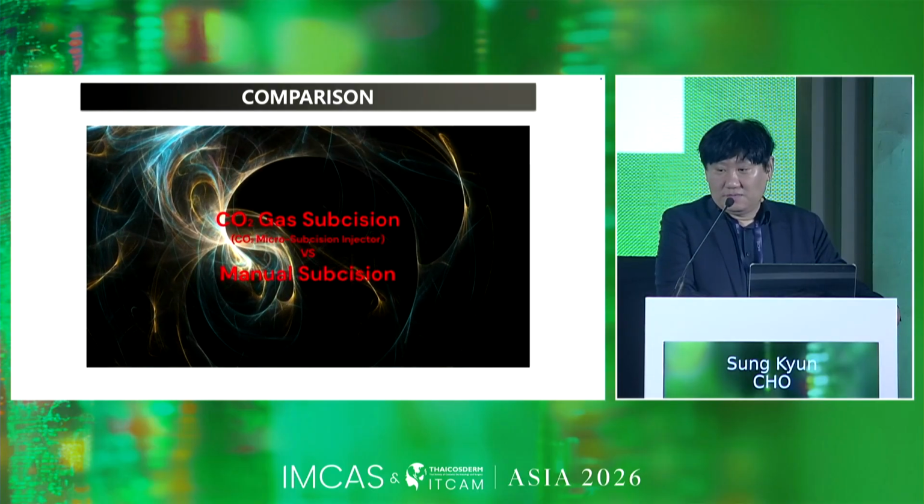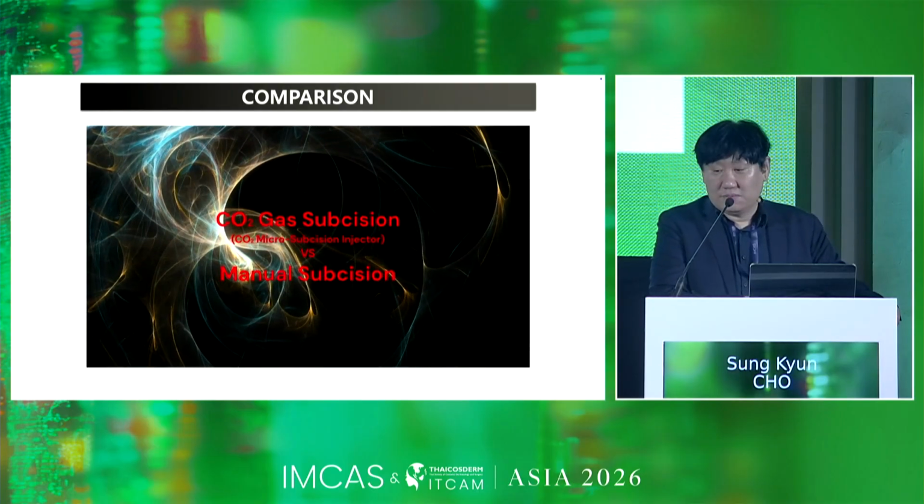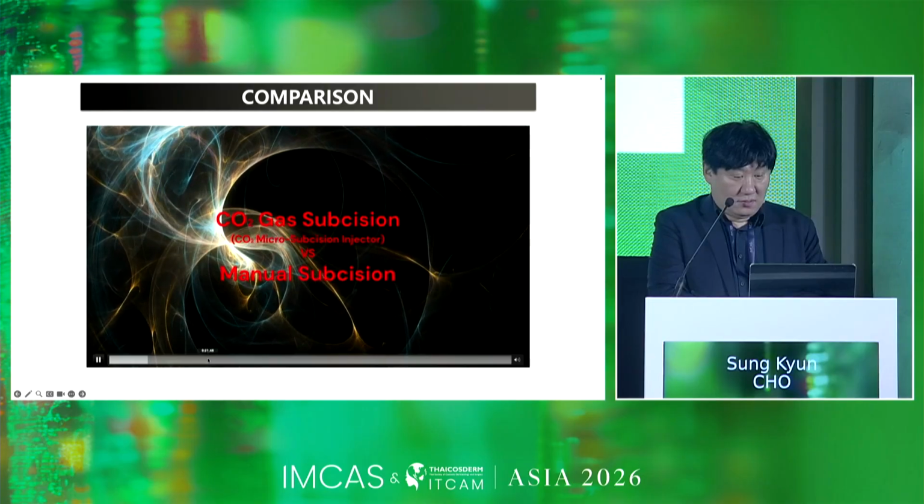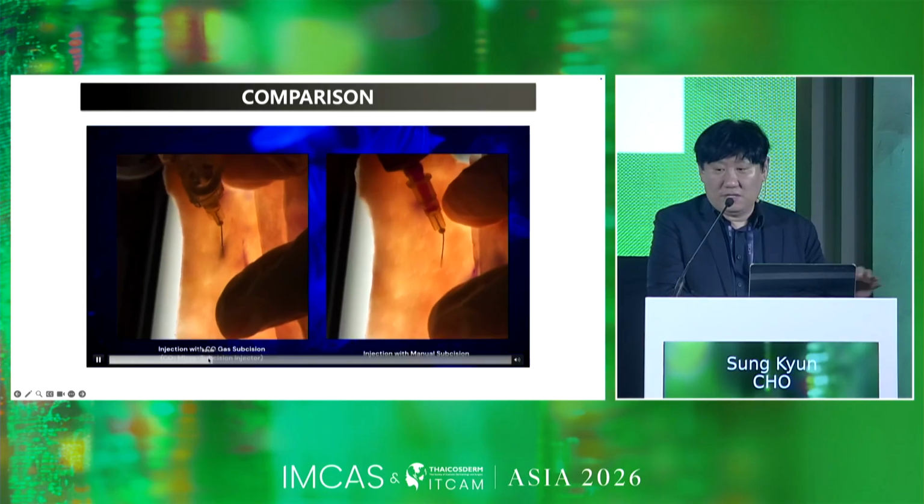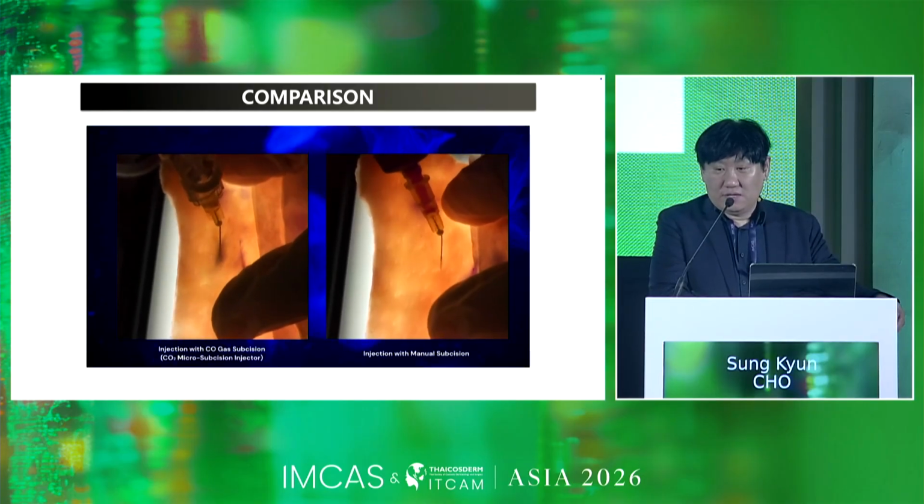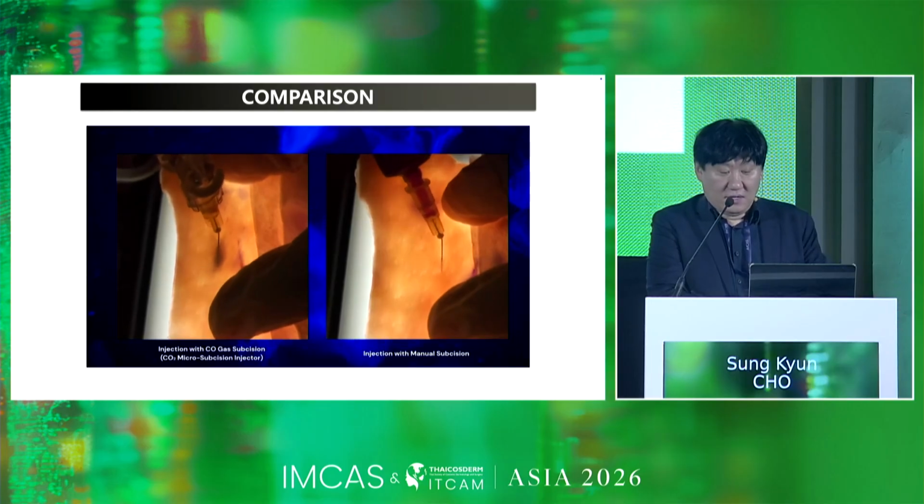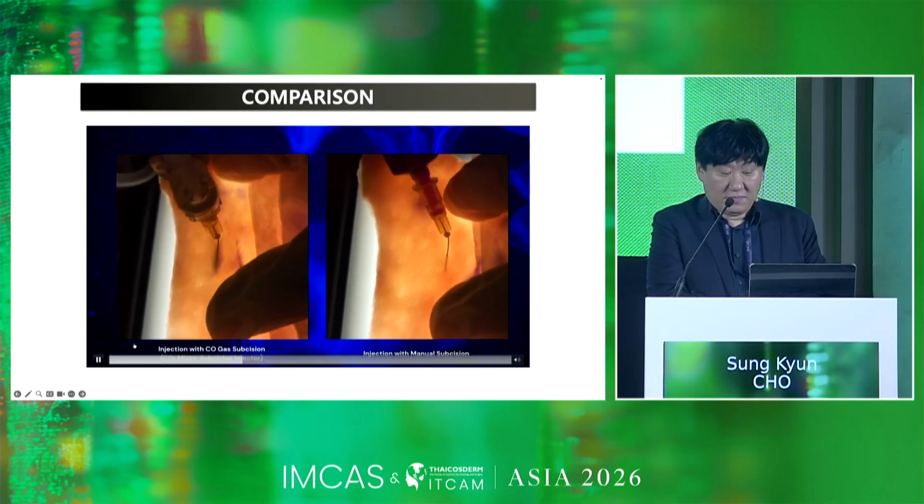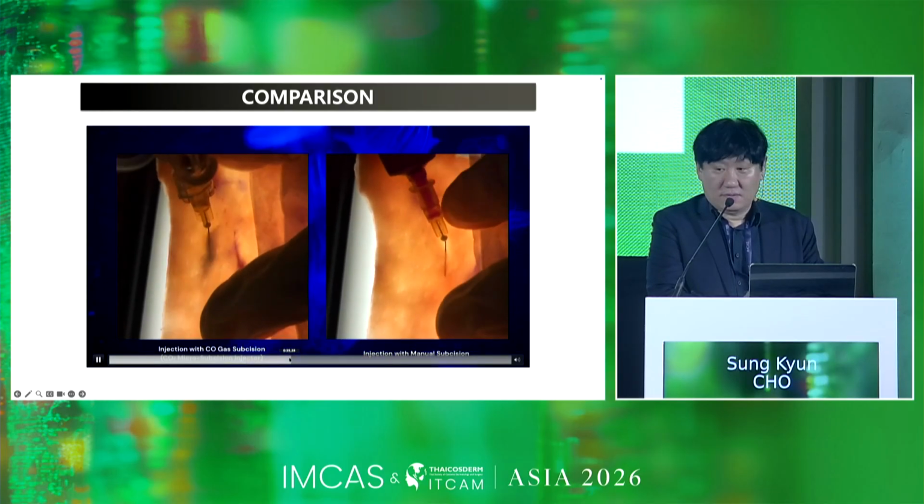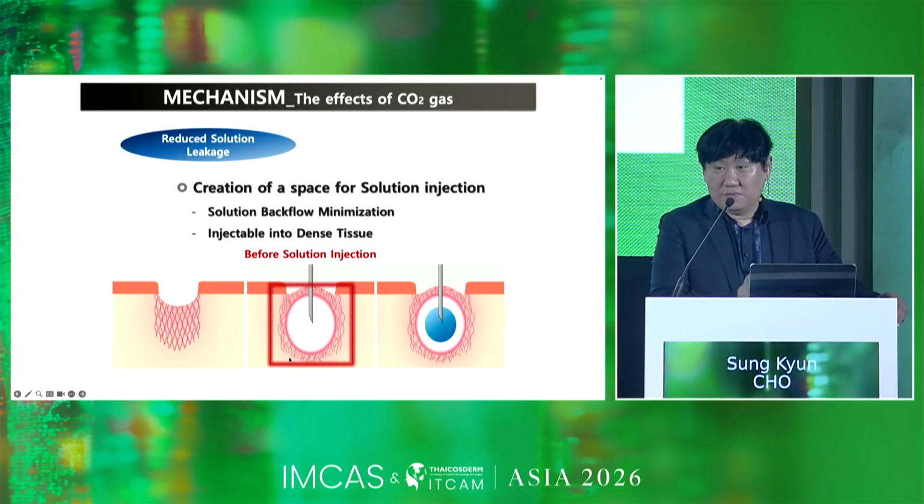CO2 versus manual subcision. So you can see that instead of manual, with the CO2 you get a better homogeneous distribution of the gas and the product itself. Okay, so as you see from this picture again, there's a creation of a space for the solution. The pocket forms, the product is placed into the cavity, and then another pocket is made for a more even distribution.